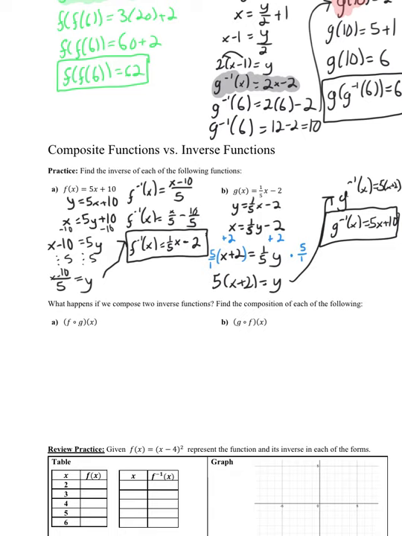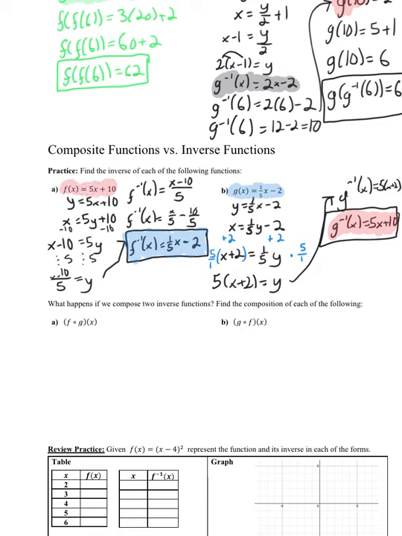So what do we notice about these two functions? What do we notice about f inverse of x here? What's that look like? 1/5 x minus 2. Any thoughts? It should look familiar, because that is g of x. And then the same thing here, when you do g inverse, you get f of x.